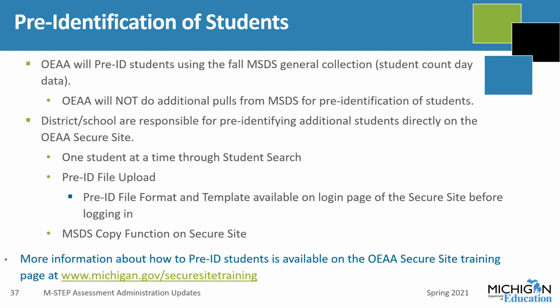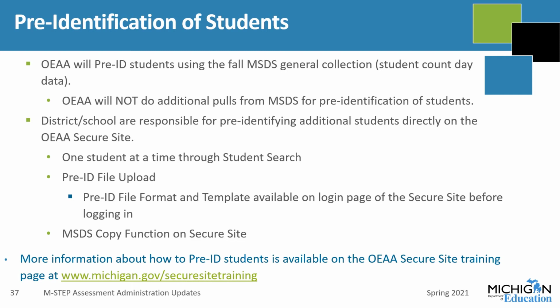Depending on the changes that you've had in enrollment and the accuracy of your MSDS general collection data for your school or district, you can pre-ID students one at a time using the student search, or if you have a lot of students to add, you can follow the pre-ID file format and template to upload a lot of students. Or, if you are confident in the accuracy of the data in MSDS, you can use the MSDS Copy function on the secure site. There is a ton of step-by-step instructions available for each of these methods of pre-ID on the secure site training page.